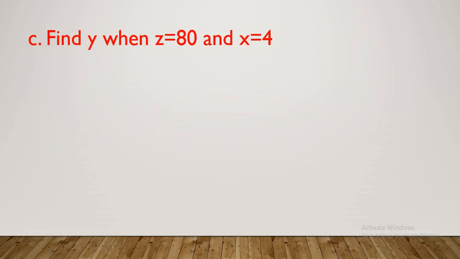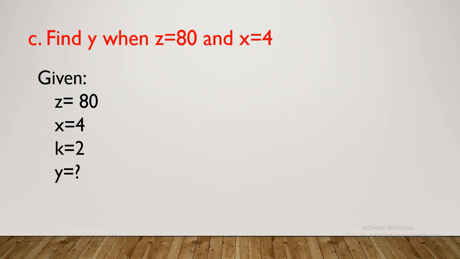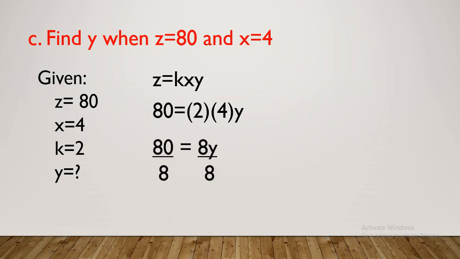Let us now find Y. Find Y when Z is 80 and X is 4. Again, these are the givens, and remember, our constant of variation is 2. So we will use the equation Z is equal to KXY. Again, we will substitute the values. Z is 80, K is 2, X is 4. The first step again is to multiply 2 and 4, so it will become 8Y. We divide both sides by 8 using the division property of equality to cancel this part. Now your equation will become Y is equal to 80 over 8, and simplifying it, your Y will become 10.